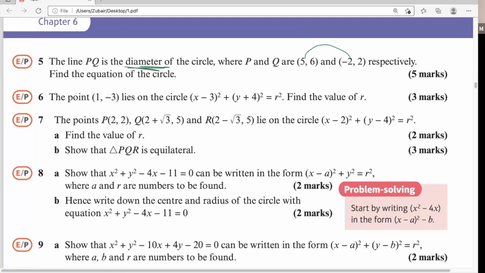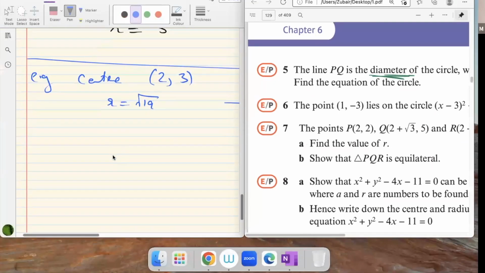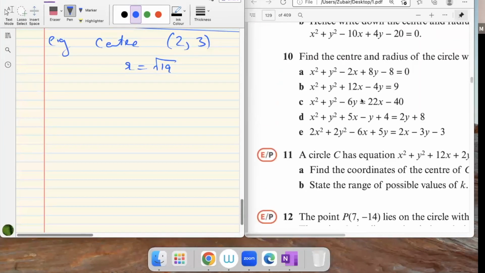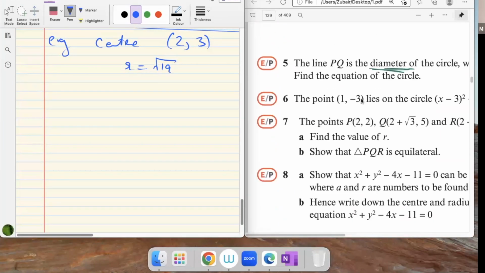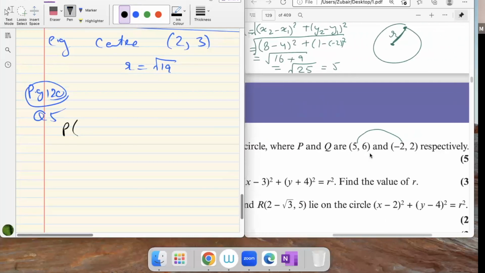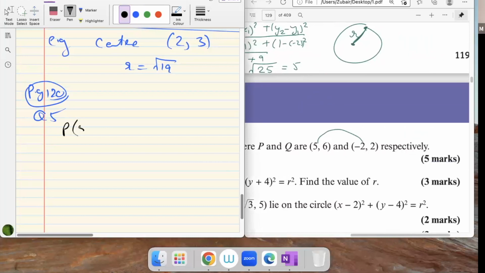Let me turn to this notepad. We will need to write. So this is page 120, question number 5. P is 5,6. Q is minus 2,2.